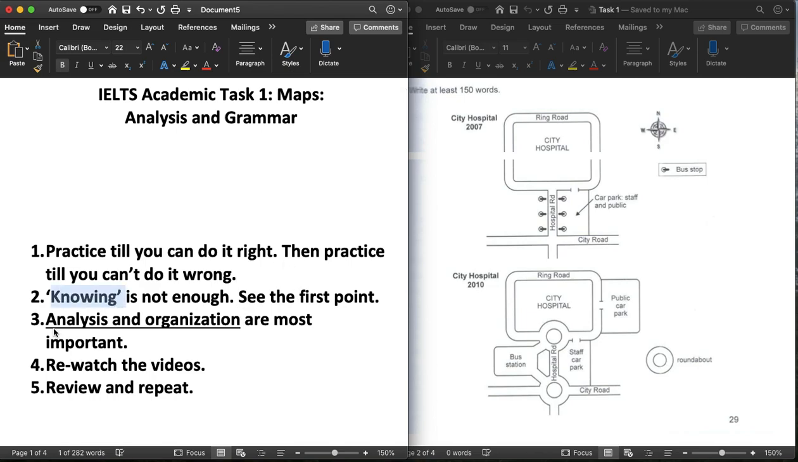See the first point. Also, analysis and organization are most important. The better you understand the data in front of you and the task in front of you, the easier it will be to write this task.